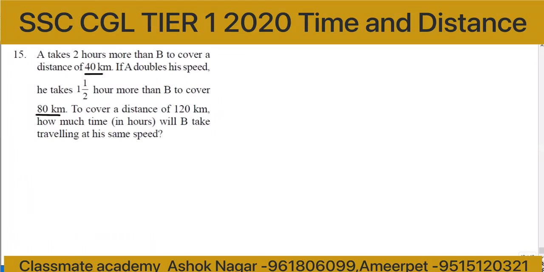First, you need to find out the speed of B. How do I find out speed of B? See, A takes 2 hours more than B to cover a distance of 40. To cover a distance of 40, A takes 2 hours more. To cover a distance of 80, A usually takes how much? A takes 4 hours more.